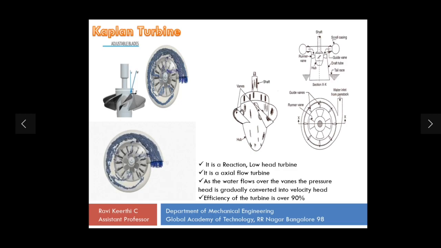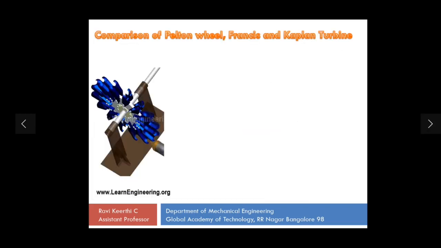So in most of the hydraulic power plants we use the Kaplan turbine, but for a medium head we go for a Francis turbine. So this is about the Kaplan turbine. Now I've just added a video comparing a Pelton wheel, Francis and a Kaplan turbine. I've taken it from YouTube, so you can watch this and compare these three turbines based on their applications. So this was about the turbines, which is very easy. I want everyone to draw these diagrams in your notebook and submit this as an assignment.